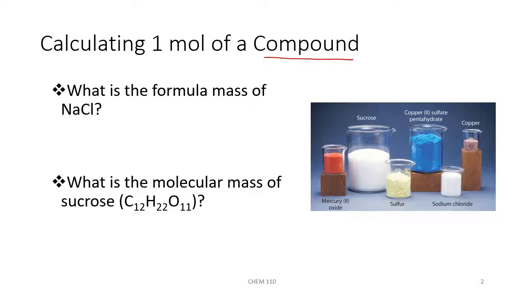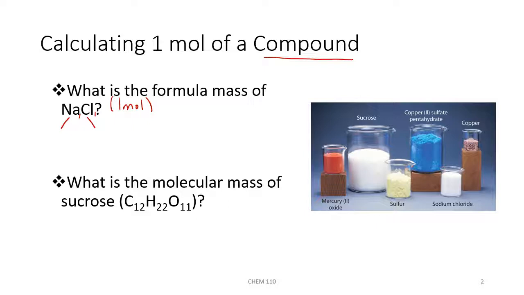So what is the formula mass of NaCl? Or what is the mass of 1 mole of NaCl? We would look at each element in the compound individually. And remember, there's a 1 that's unwritten after both of those. So we have 1 sodium atom and 1 chlorine atom in the compound sodium chloride.